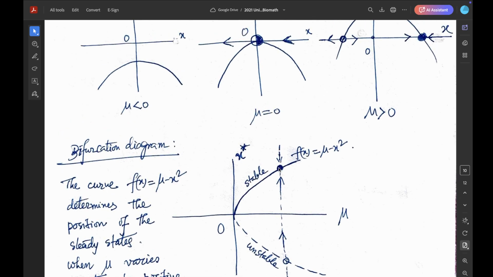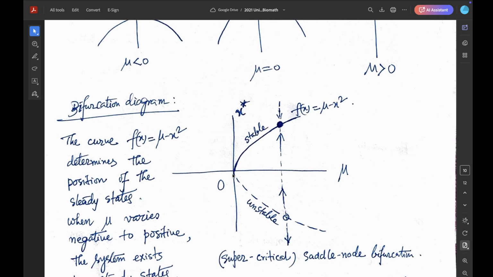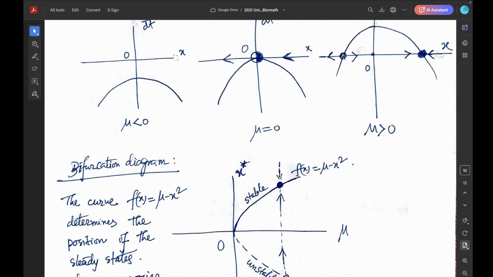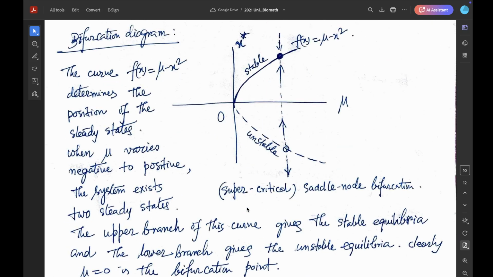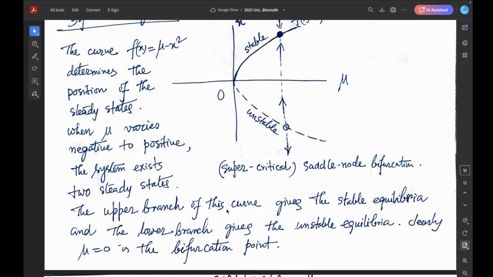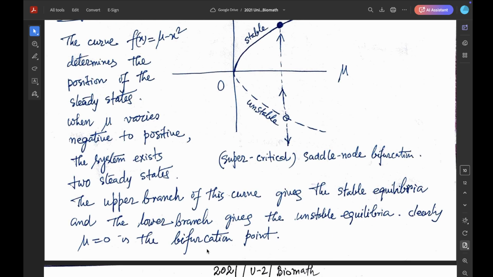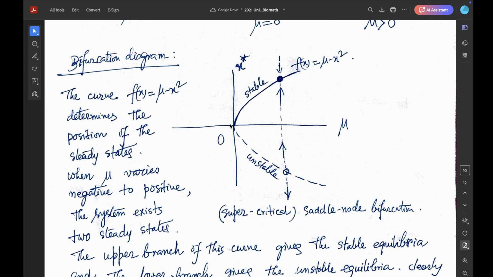The positive equilibrium point is stable, and the negative equilibrium is unstable. So this dotted line is the unstable branch, for this equilibrium point, and for this equilibrium point is the stable branch, so we get this stable branch. And the upper branch of this curve gives the stable equilibria, and the lower branch gives the unstable equilibria. Clearly mu equal to 0 is the bifurcation point, called the saddle node bifurcation. Actually this is the supercritical saddle node bifurcation.